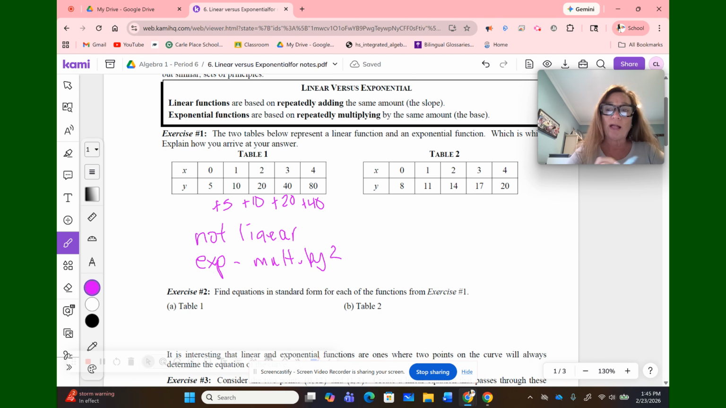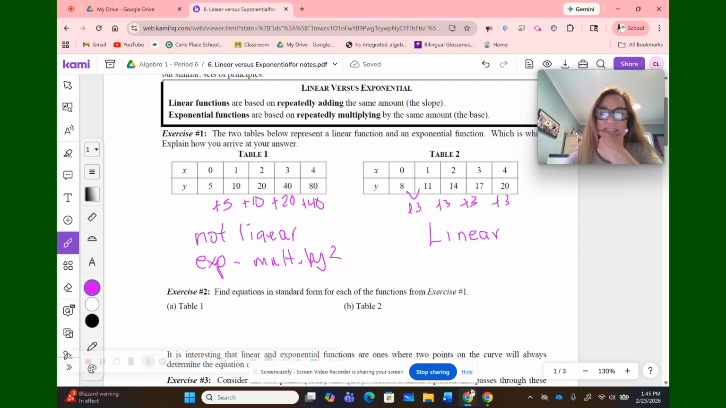Okay, so there's a pattern to the rate of change, but it's not a constant, which means it's not the same amount each time. That's what being a constant means, the same amount each time. So now if I look at this, it's going up by 3, up by 3, up by 3, up by 3, all threes. That is repeatedly adding the same amount every time, so this has to be linear.